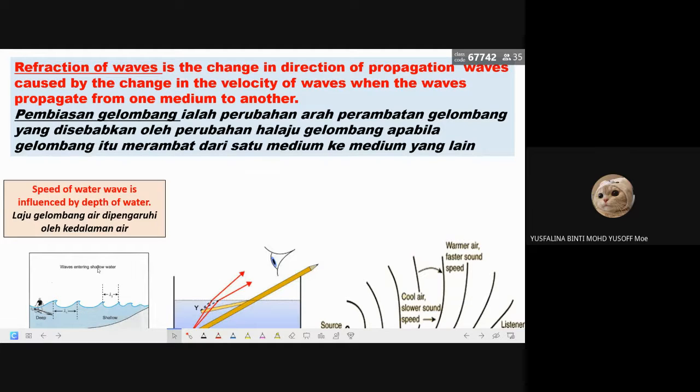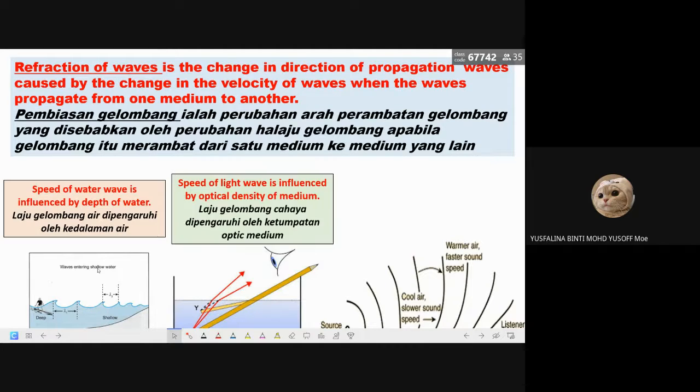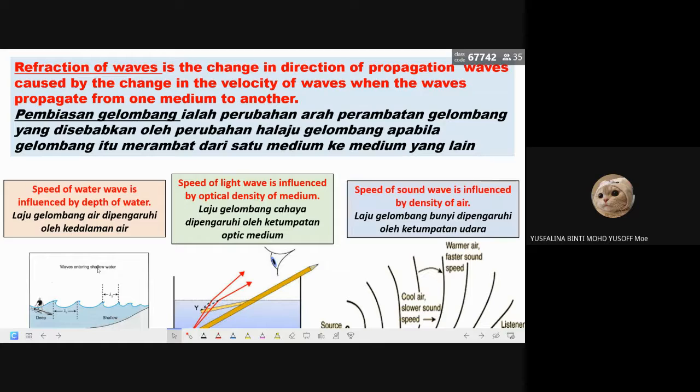How about light? What influences the light refraction? The light refraction is influenced by the density. The density influences the light to be refracted. And for the sound, the refraction of sound is also influenced by the density. So for light and sound, refraction occurs because of the difference of density. But for the water wave, it occurs because of the difference in the depth of the water.